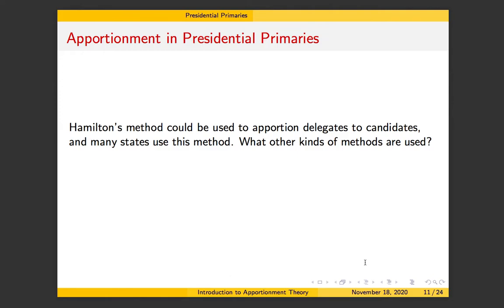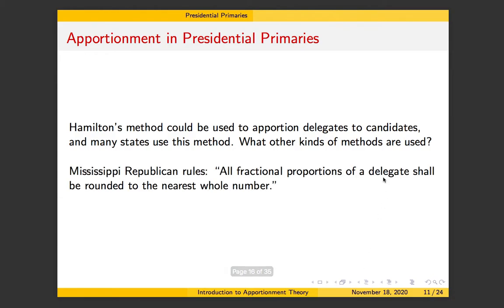Okay, so Hamilton's method could be used to apportion delegates to candidates, and many states do indeed use this. In fact, all Democratic primaries use Hamilton's method to apportion delegates to candidates in a state primary. The Republicans, though, do some other things. So there are other methods used, so let me show you some of those methods. Here's what Mississippi does. This is the state party of Mississippi for their state Republican primary. This is from 2016. Again, in 2020, the Republican primary was boring.